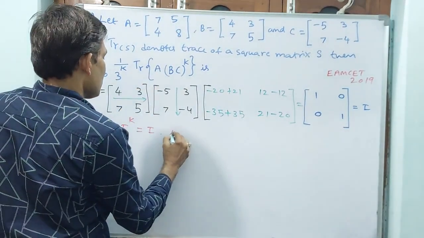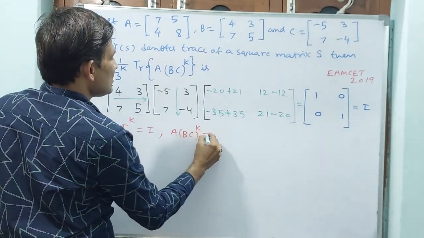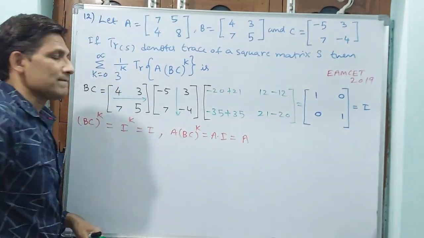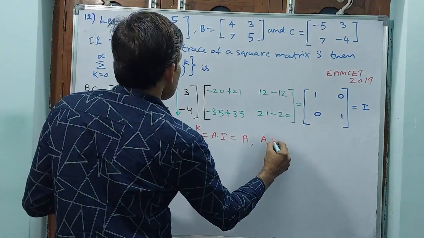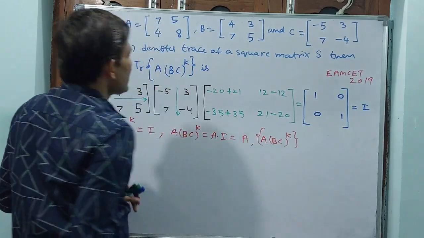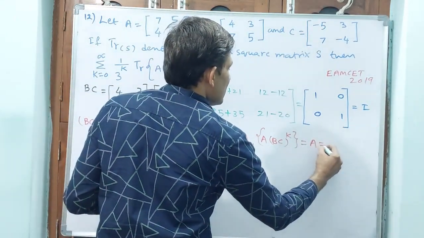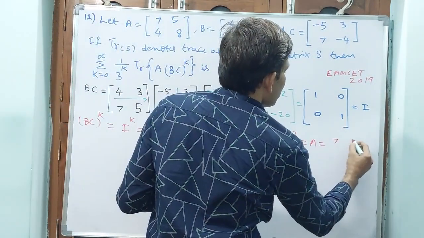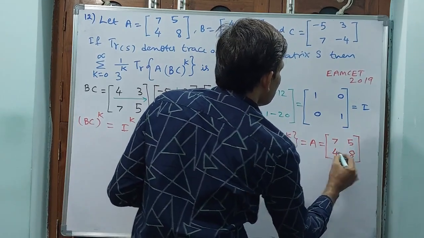Afterwards, A into (BC) power k is equal to A into I, that is equal to A. Then finally, A into (BC) power k is equal to A, that is equal to [7 5; 4 8].